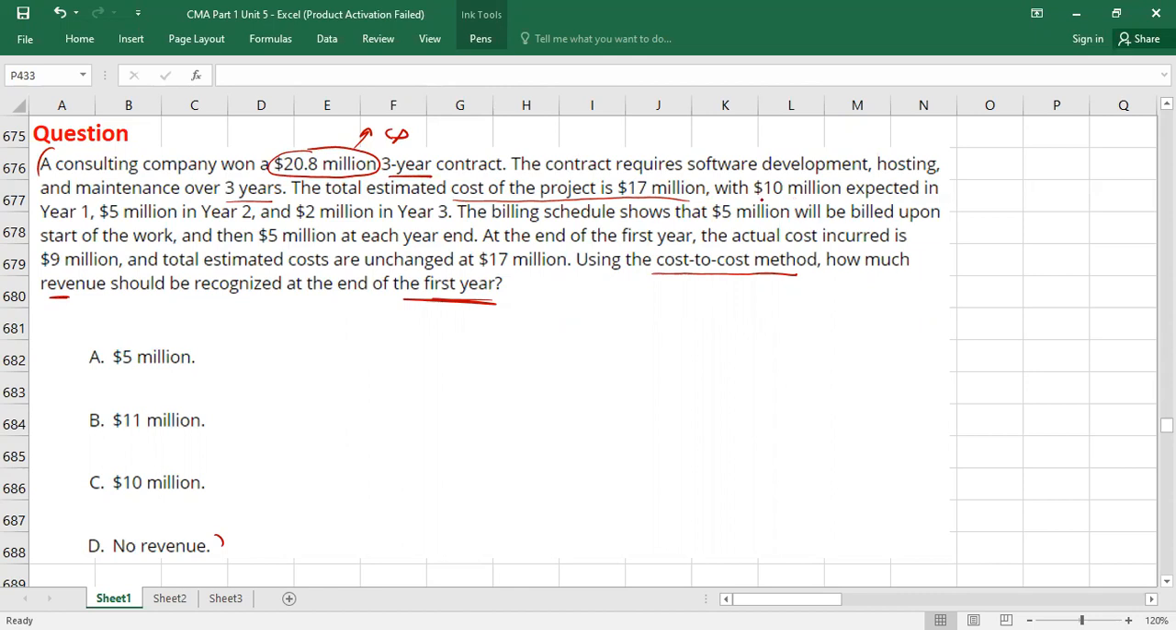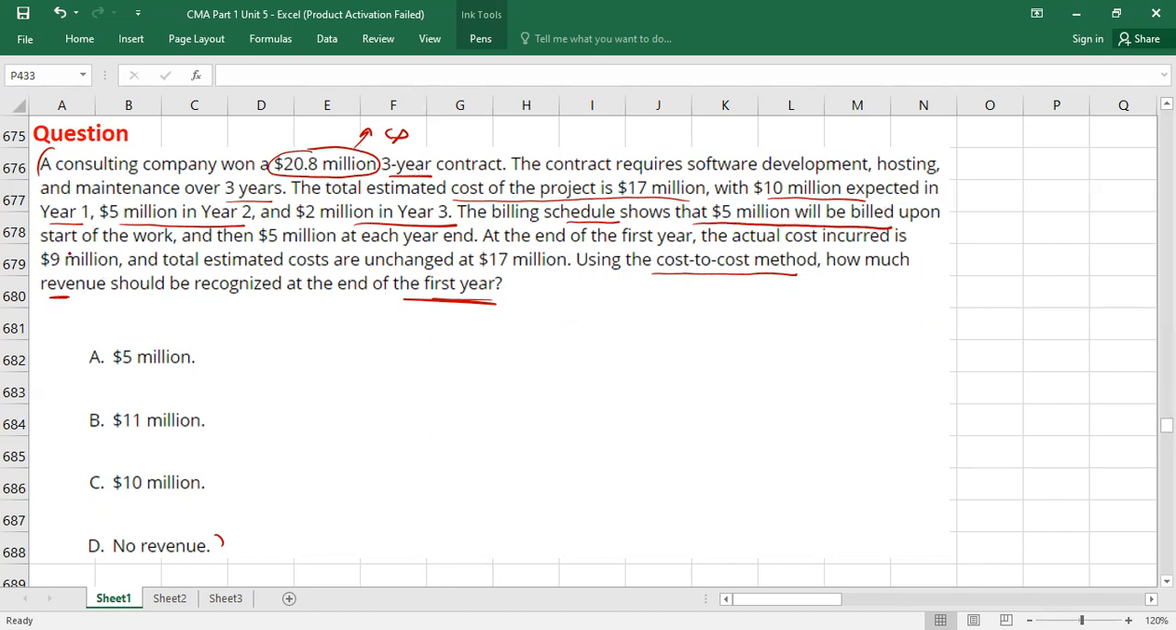Estimated, with 10 million expected in year 1, 5 million in year 2, 2 million in year 3. This is how he's estimating 17 million, because he's thinking 10 million I have to incur in the first year, 5 million in the second year, 2 million in the third year. This is totally his estimate. Then the billing schedule shows that 5 million will be billed. Billed, we don't need to worry.